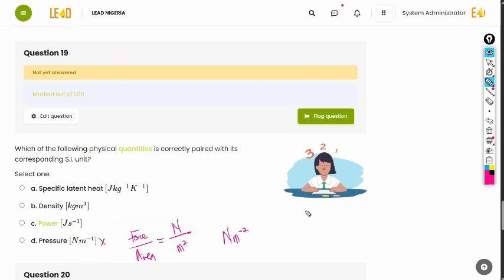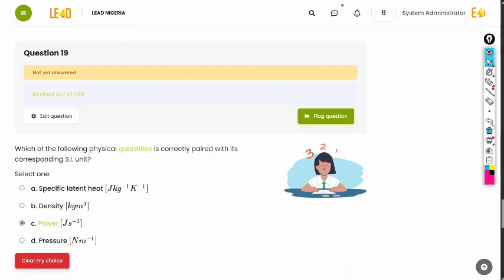Let's go to power. Power can be said to be work over time. And work is measured in joules. Time is measured in seconds. All right, so this is joules per second, or Js^-1. So the correct option is option C. Okay, but we'll still discuss the other ones.